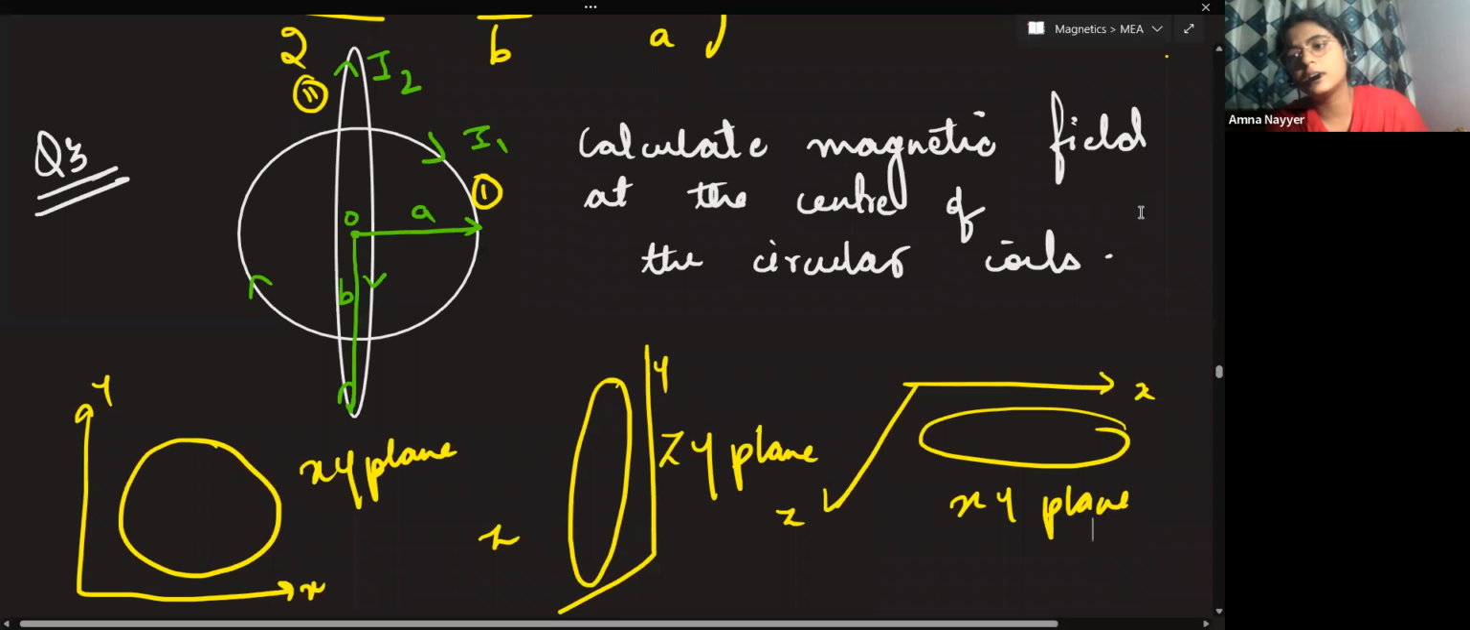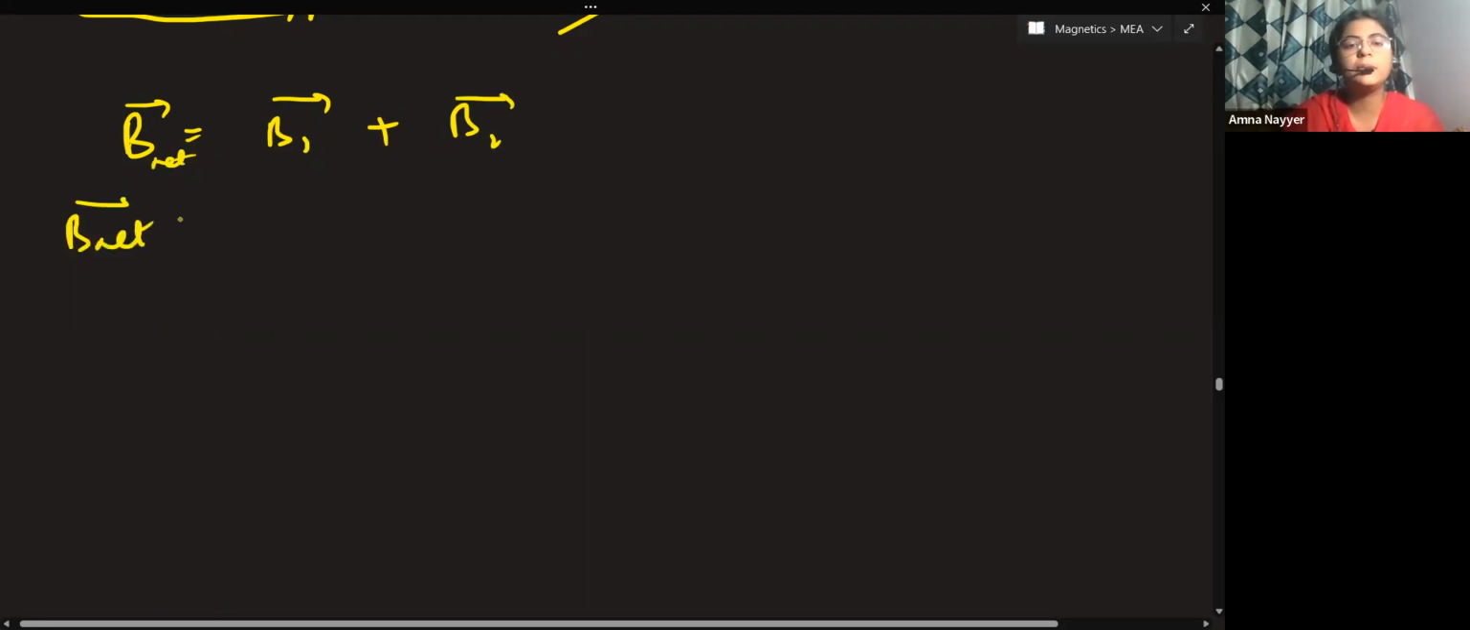Now for the circle, we have done the previous question also based on a circle. For a circle, it is mu naught I divided by 2r. Had it been a semicircle, it would be mu naught I divided by 4r. So it is mu naught I divided by 2r. Net magnetic field is equal to B1 plus B2.